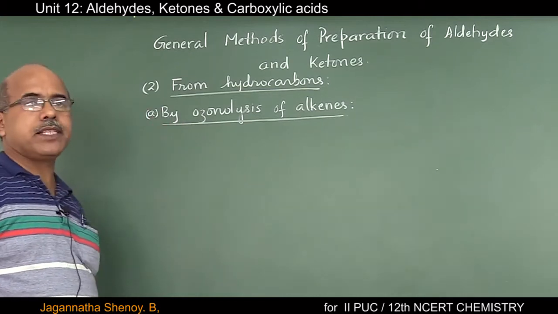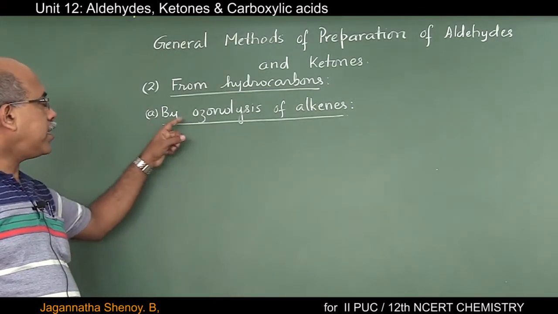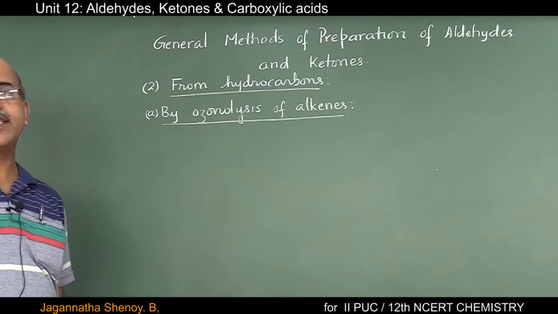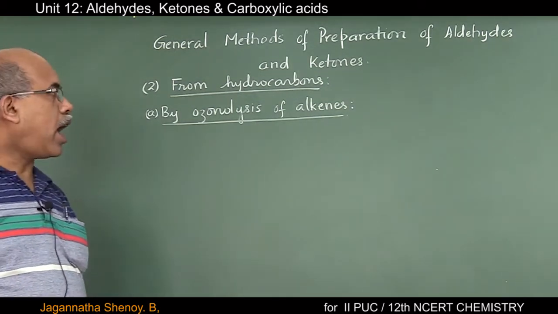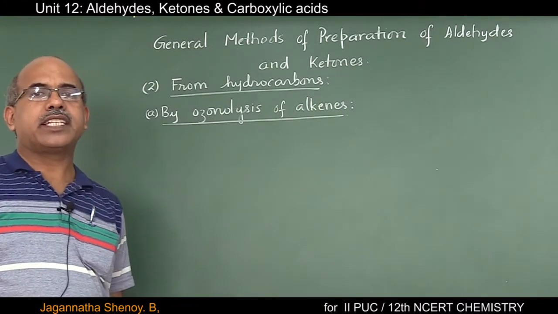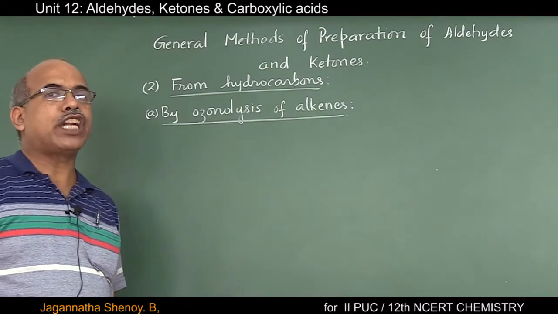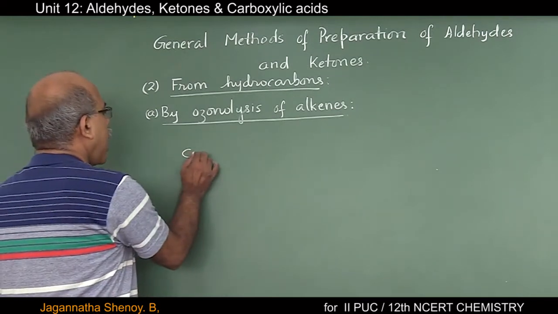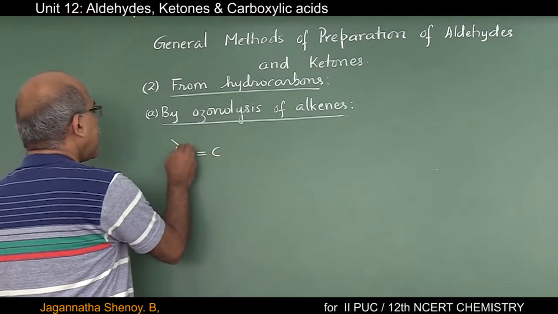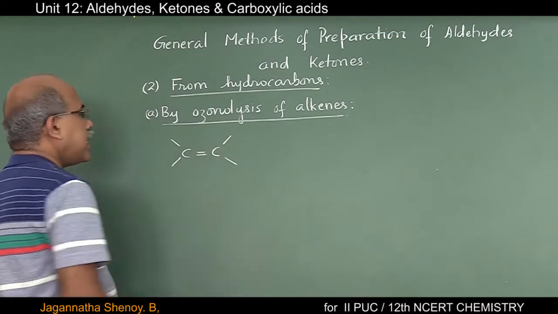From hydrocarbons. Under that, the first method is by ozonolysis of alkenes, which you have already studied in grade 11 under the hydrocarbon chapter. It is a quick revision of what you studied in grade 11. Here, I start from alkene. The general structure of alkene is represented like this.